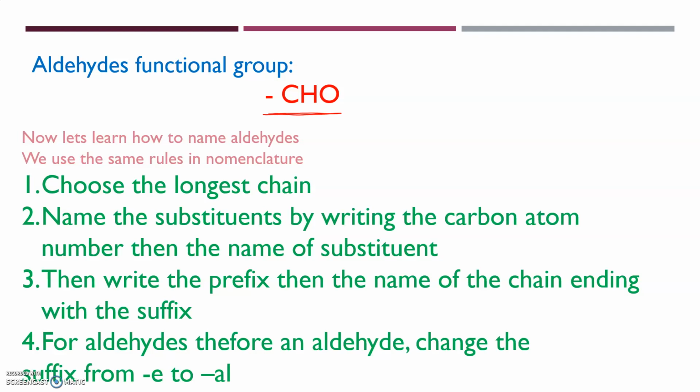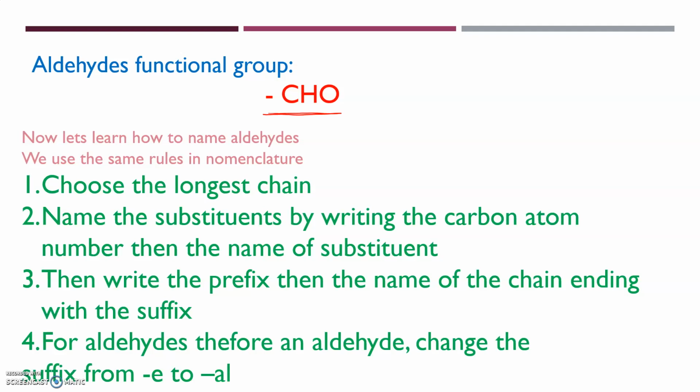Now, how can we name aldehydes? Actually, the main principles are still the same. You have to choose the longest chain, name the substituents by writing the carbon atom number and then the substituent, whether it is a halogen or an alkyl group, and we have learned how to name that. If there's a halogen and an alkyl group, you have to name the halogen first, and if there is more than one halogen, this is just a reminder, you name them in alphabetical order. If you have an alkyl group with a halogen, you name the halogen first, then the alkyl group. More than one alkyl group, also name them alphabetically. But don't forget to write the number of the carbon.